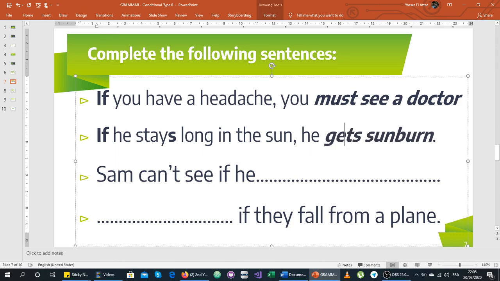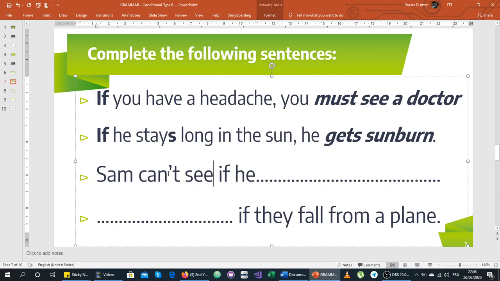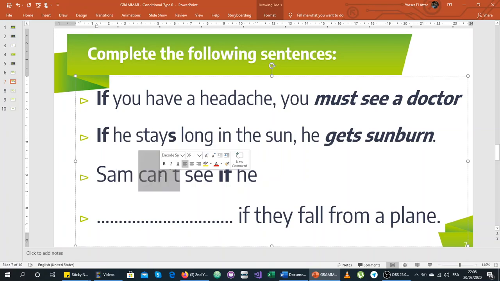Okay, Sam can't see if he... So this one is the main clause, and I said that sometimes it's not necessary to start with the if clause. We can change them. We can start with the main clause and then go to the if clause, like we have here. So this one is the main clause, and this one is the if clause, because this is if. Okay, if clause: if he.